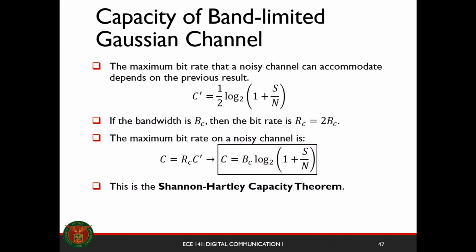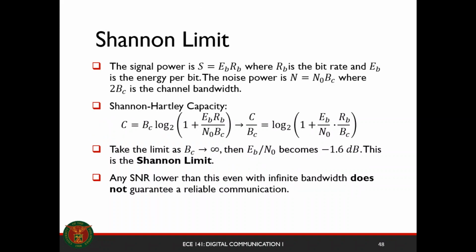From here, you can actually derive the Shannon limit. So say you get your signal power, which is basically the energy per bit multiplied by your bit rate. And the noise power is equal to the power spectral density of the noise multiplied by the bandwidth. Of course, since you're band limiting the channel, your noise power also reduces. Shannon-Hartley capacity is equal now to this equation right here. So if we get the capacity per bandwidth right here, we get this expression inside.